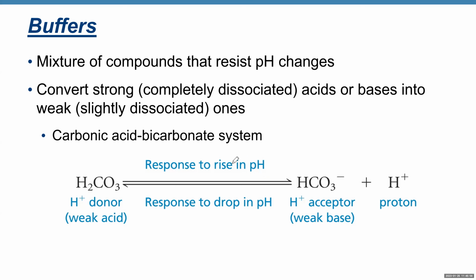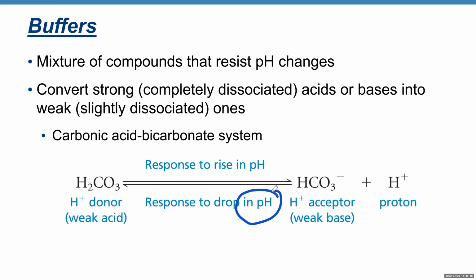So you will go this way in response to a rise in pH, right? And a rise in pH, what does it mean? If pH goes above 7, 8, 9, 10, 11, if pH goes up, that means you don't have enough hydrogen ions, right? So if you don't have enough hydrogen ions, more of the acid will dissociate and you will add hydrogen ions to the solution.